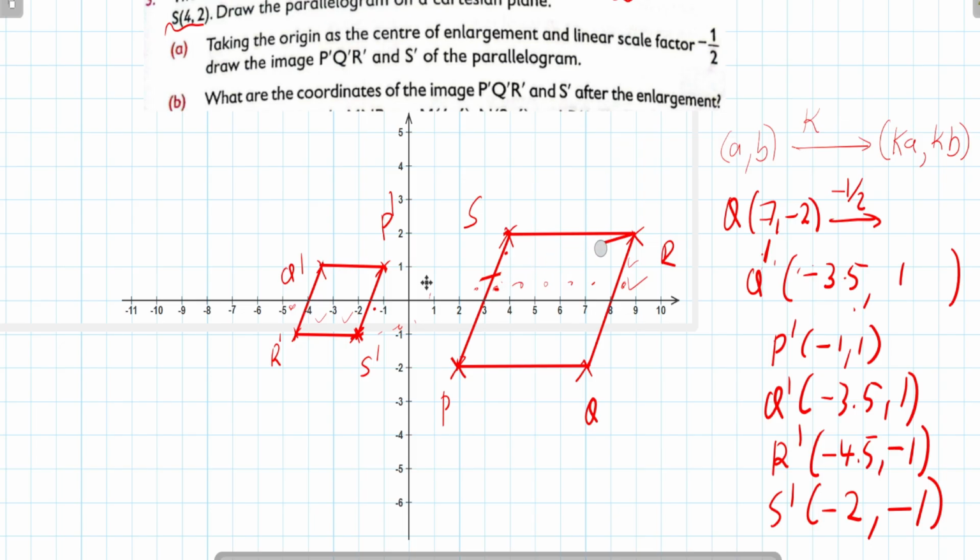Now question A, what are the coordinates of the image? Tasema the coordinates of the image tushaandika tayari. So these are your coordinates of your image. P prime negative 1, 1, negative 3.5, 1, negative 4.5, negative 1, and S prime negative 2, negative 1. And that is your answer.